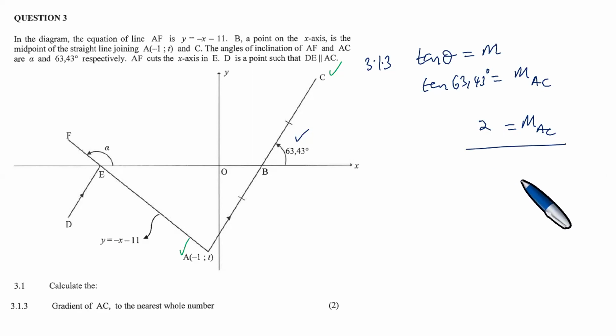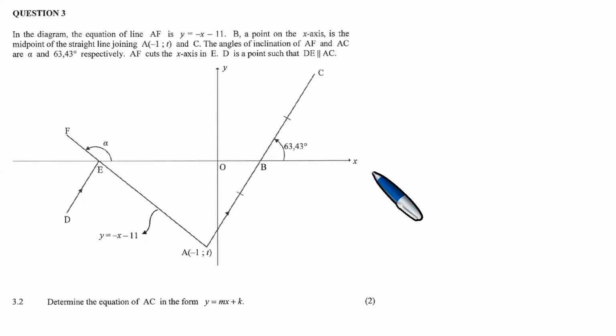Obviously they say to the nearest whole number. That is the reason why we are rounding it off to just the nearest whole number, so we're not writing a decimal fraction there. So we have found the gradient of the line AC because we know the angle of inclination of the line. Next question.